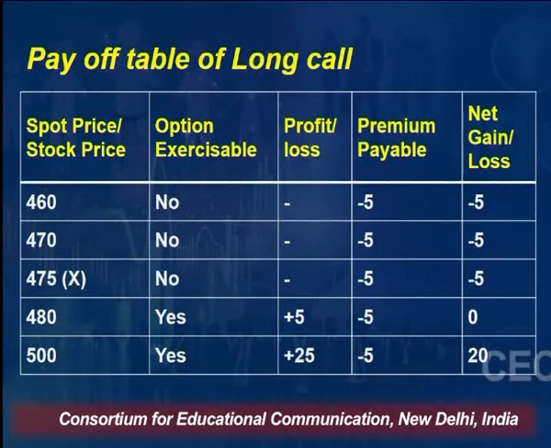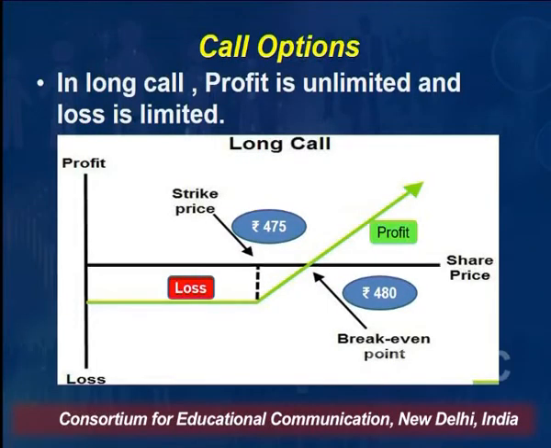Through this table I have tried to show when it is beneficial for the holder to get the contract executed. At any price less than 480 rupees, the option holder will not exercise the right to get the contract fulfilled, right? He will let the contract lapse. At 480 and above, the option holder will exercise the right of option, right? The same thing we have tried to show through a figure also, right?